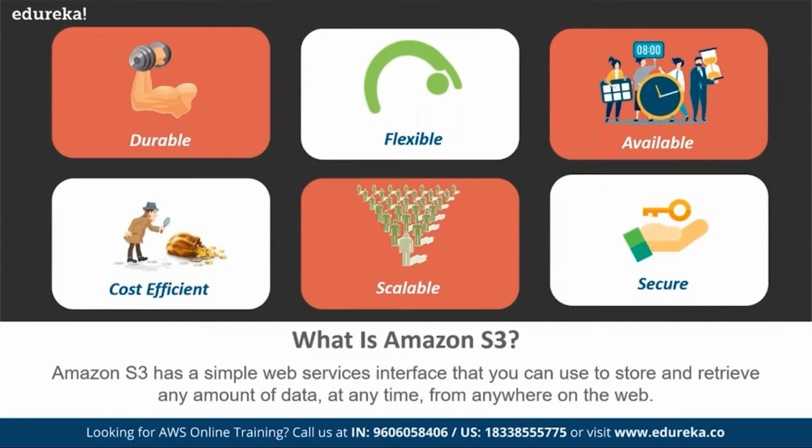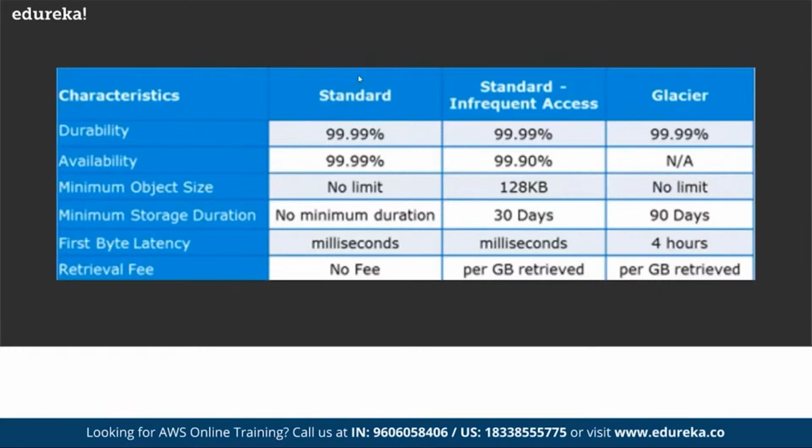All right. Now in S3, we have multiple classes: standard, infrequent access, and Glacier. Let's understand this in a better way, so let's move to our Picasso mode. In storage options, we have three classes here. We have standard, we have infrequent access called IA, and then we have Glacier.